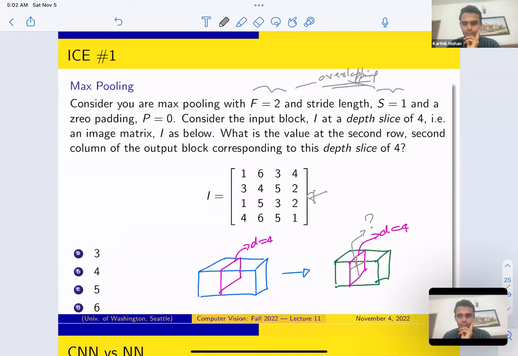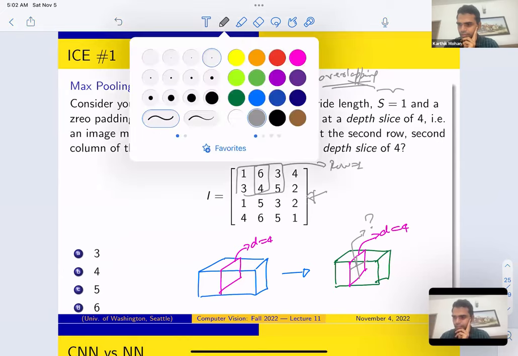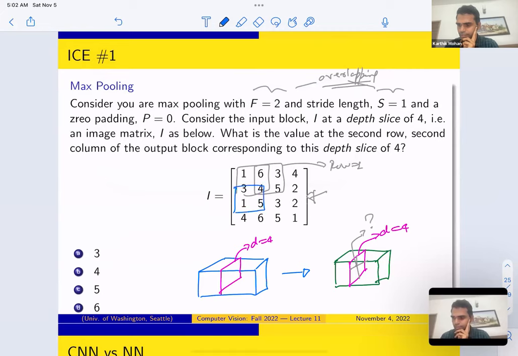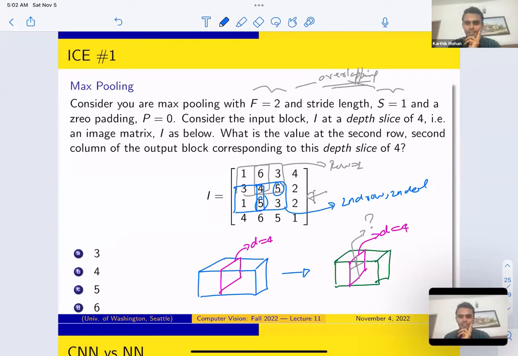Okay, so hopefully you found the answer here. If you're looking at the second row, the first row is somewhere here, right? So all of this is the first row. This is all row equals 1. The second row is starting here. And then you go here. This is second row, second column. And then you do the max of this block, which gives you 5. Does that make sense?